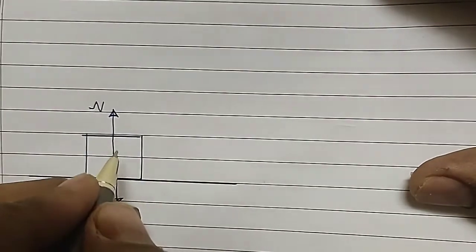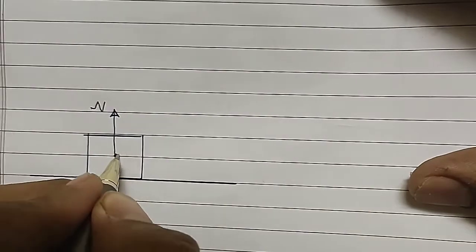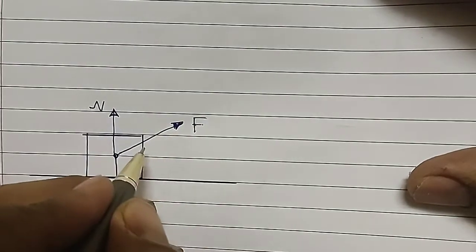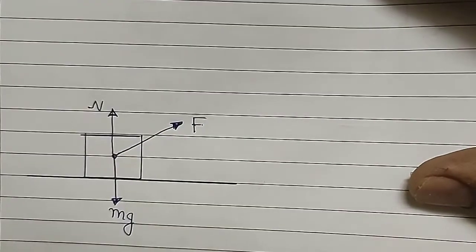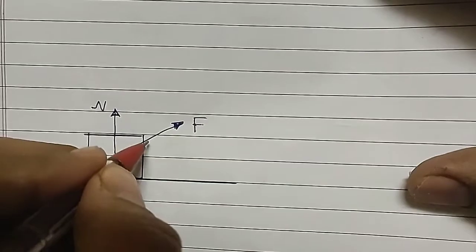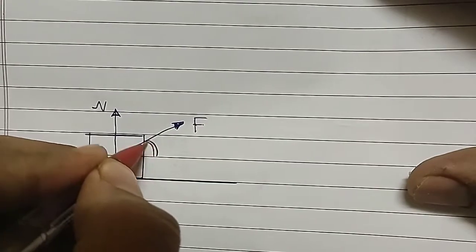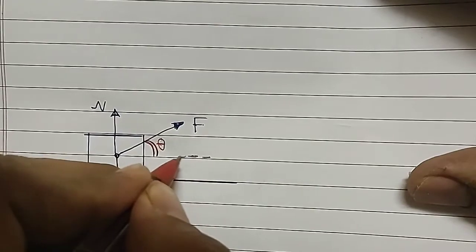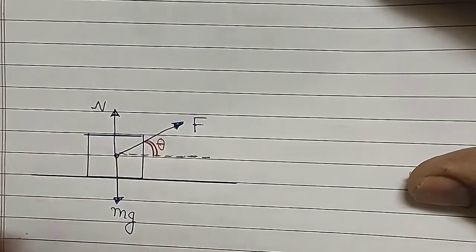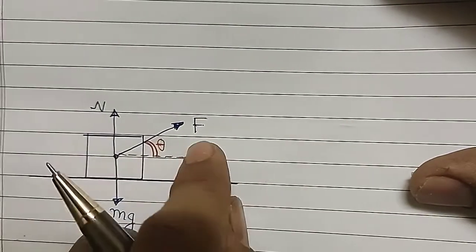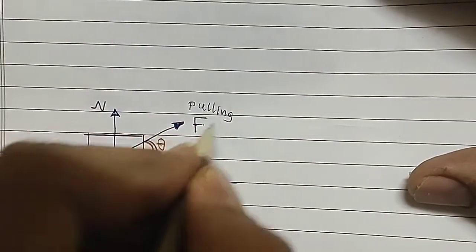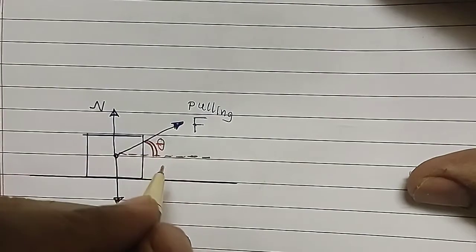Apart from that, we are applying one more force on a body this way. See, this is the applied force. This force is applied at an angle theta with respect to horizontal. See, suppose this angle, it's theta, that it makes with horizontal. So force is applied. This is obviously pulling force. It's like pulling the body. It's a pulling force applied at some angle theta.